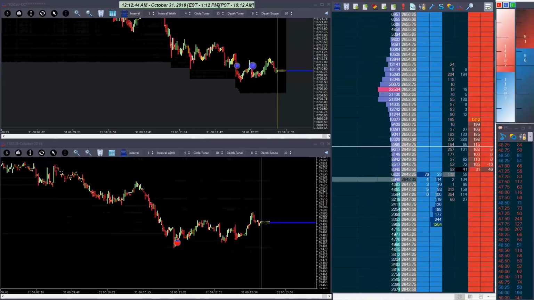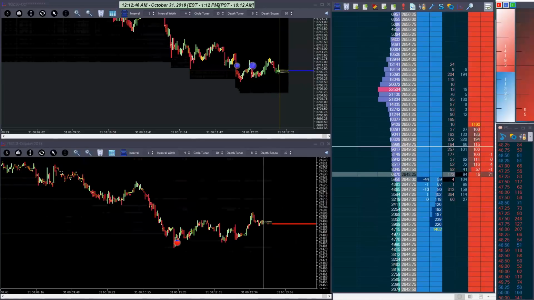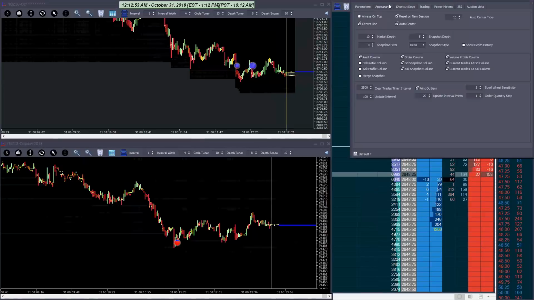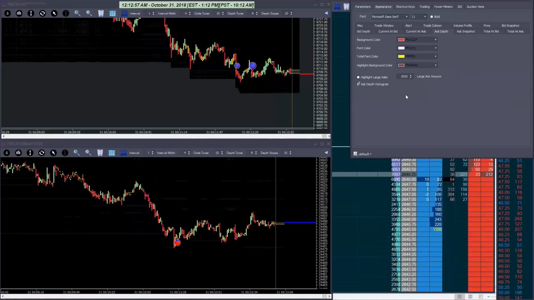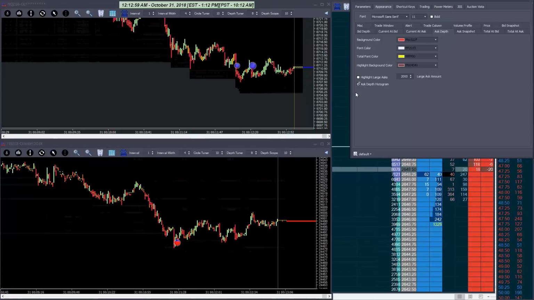How do you turn on the histograms on the waiting bid and offer column? I don't know. That's a very good question. They're just always on for me. Appearance, bid and offer, ask depth. It's the ask depth histograms right here.